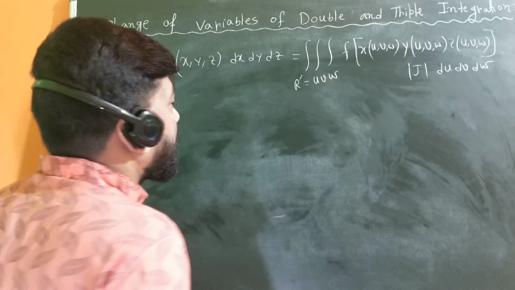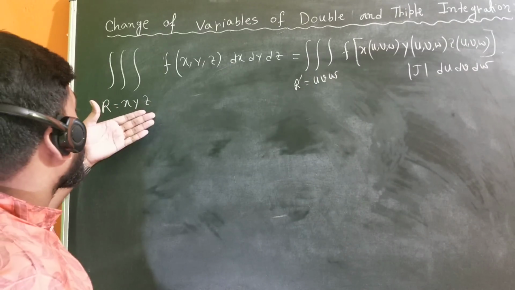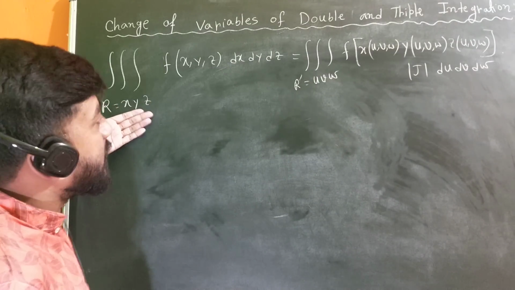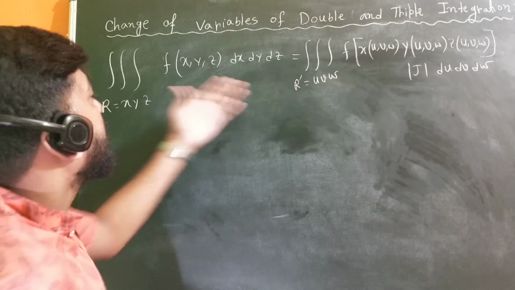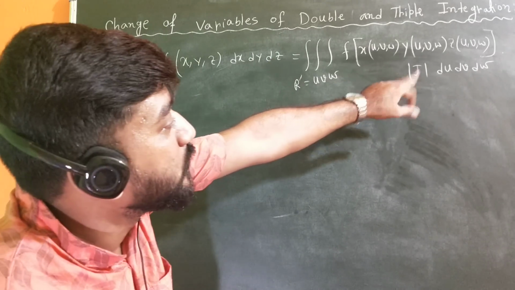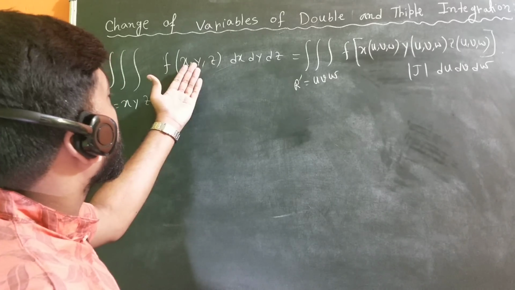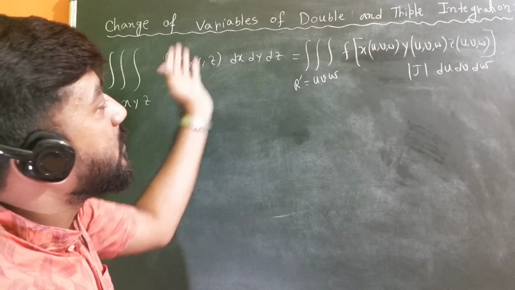Okay, so this kind of relation we will get for triple integration, and this is for the variables xyz, and this is for the variables uvw, and you can convert from here to here in this way. So what you need to do, the extra calculation, is mod J, because this you already know from the conversion of xyz to uvw.